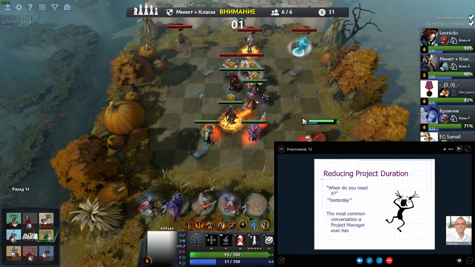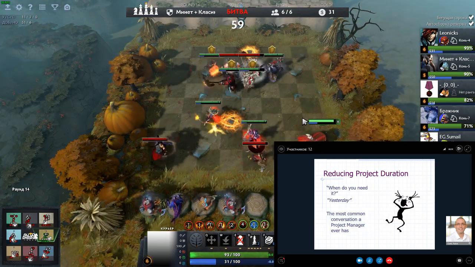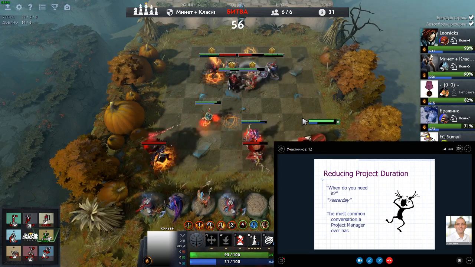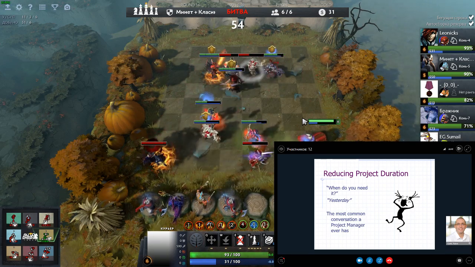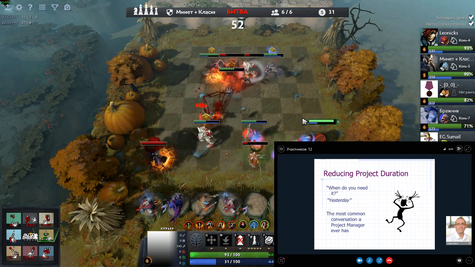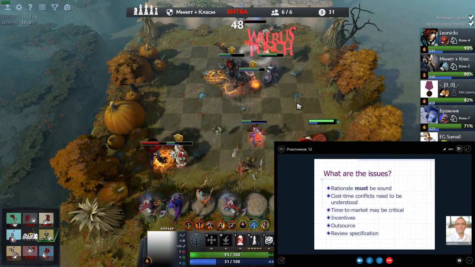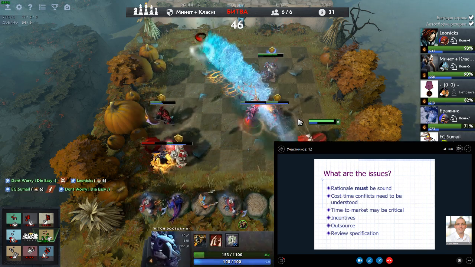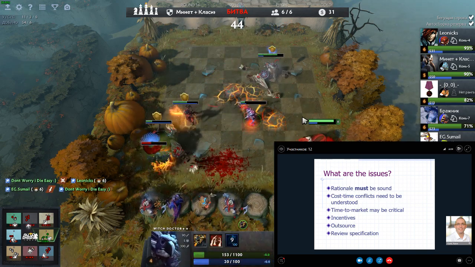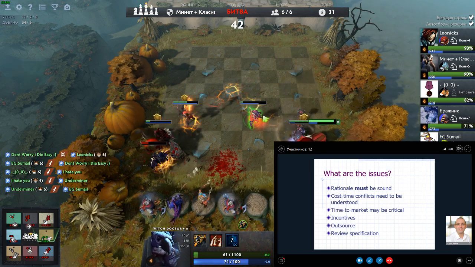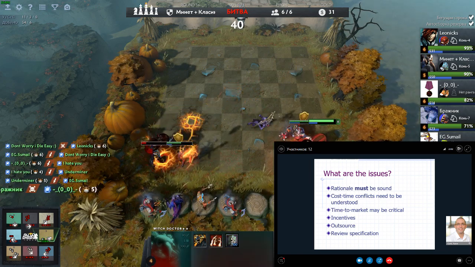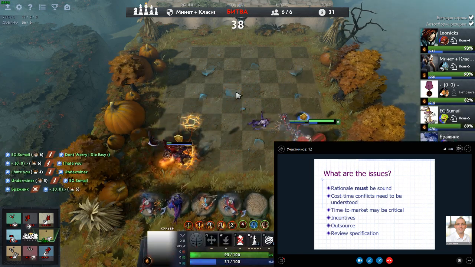One of the things project managers are always being asked to do is reduce project duration. And in order to do that, we employ something that we call crashing. So when we're thinking about this, what do we need to think about? Well, you've got to have a sound rationale for being able to crash a project to reduce its duration.